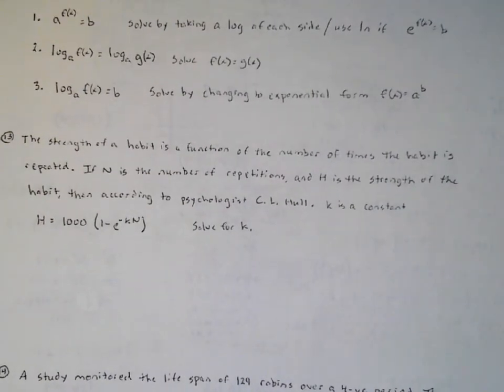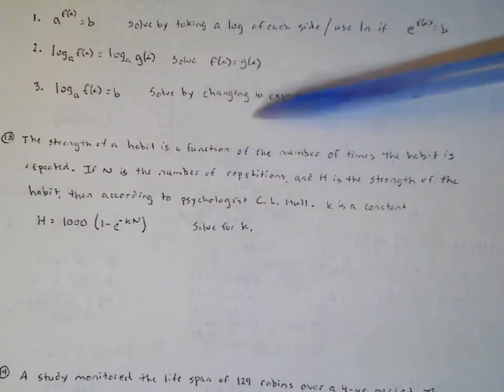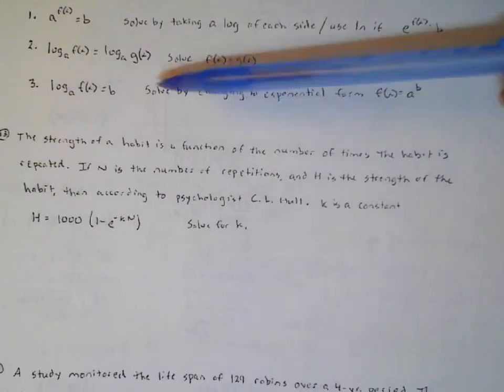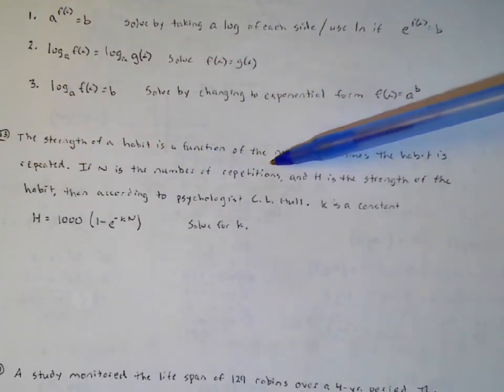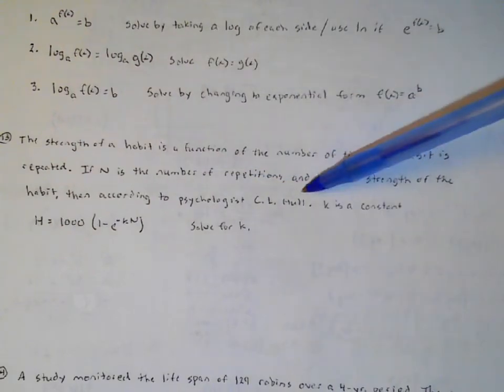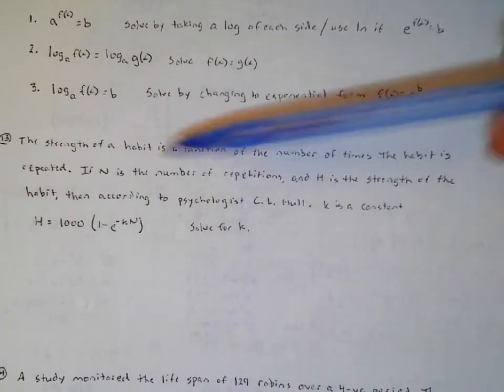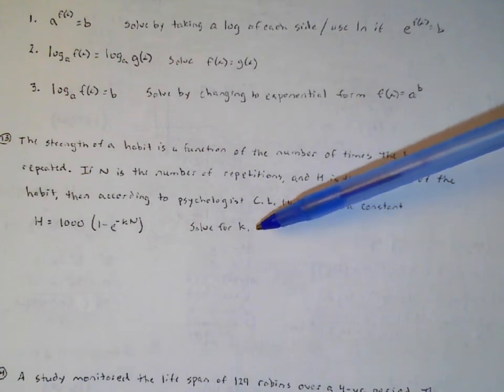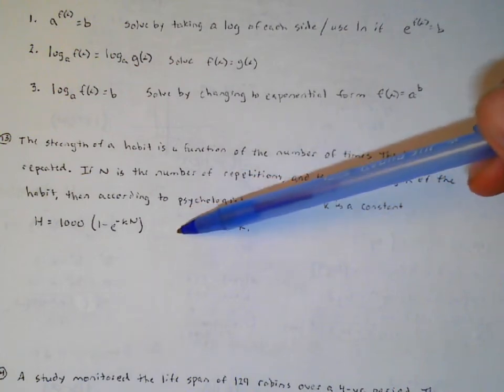Number 13, the strength of a habit. This is getting into psychology a little bit. The strength of a habit is a function of the number of times the habit is repeated. The more often you do something, the more of a habit that's formed. If n is the number of repetitions and h is the strength of the habit, then according to this psychologist, k is a constant, we have this equation that works. So let's take this equation and solve for our k, our constant.